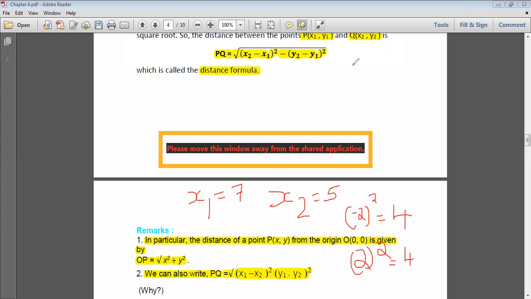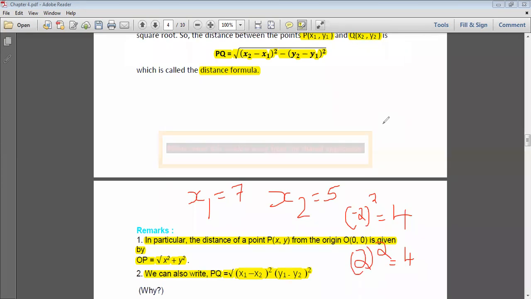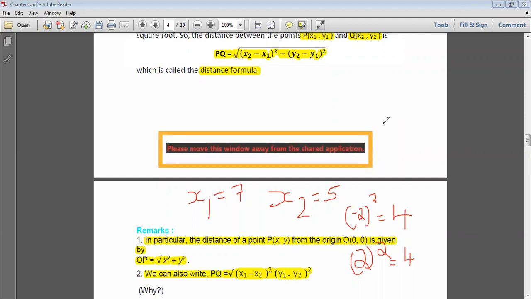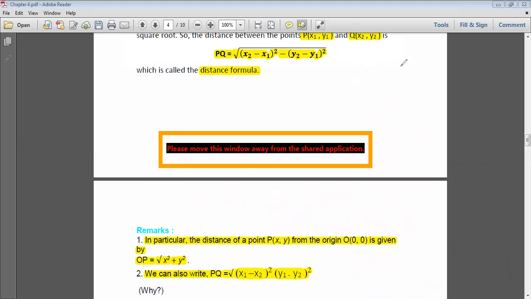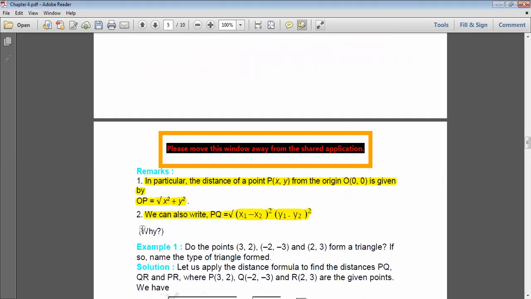Whatever be the case, we are taking the square. We know that the square of any positive number or any negative number will always be a positive number. So it doesn't matter whether we write it as x1 minus x2 or x2 minus x1. Clear? Yes, sir. That is why we can write PQ is equal to square root of (x1 minus x2) the whole square plus (y1 minus y2) the whole square.